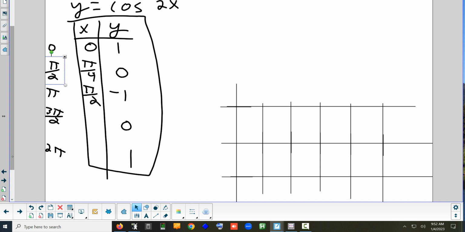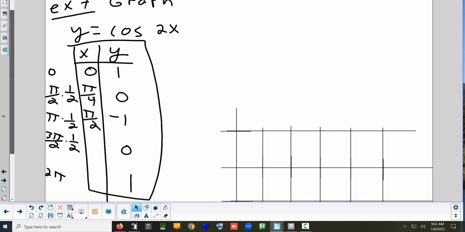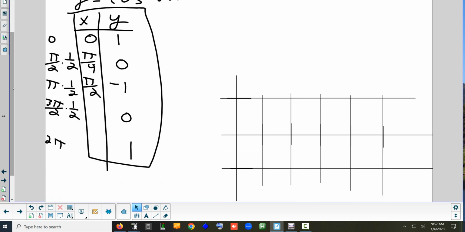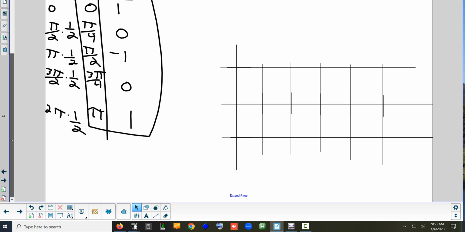Is it 3 pi over 4? Yeah, you just think about multiplying each one of these by 1/2. You could think about dividing it by 2, but sometimes it's easier to think about multiplying by 1/2. It's the same thing. And how about the last one? What's half of 2 pi? Pi. So those are your x values: 1 pi over 4, 2 pi over 4, 3 pi over 4, 4 pi over 4.